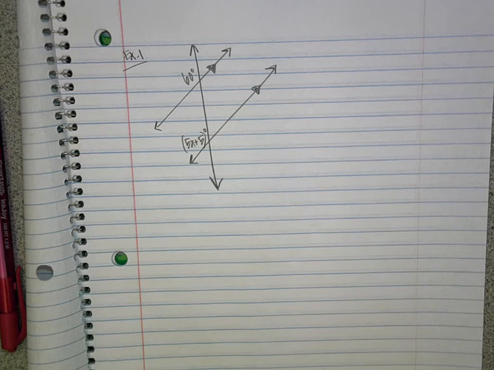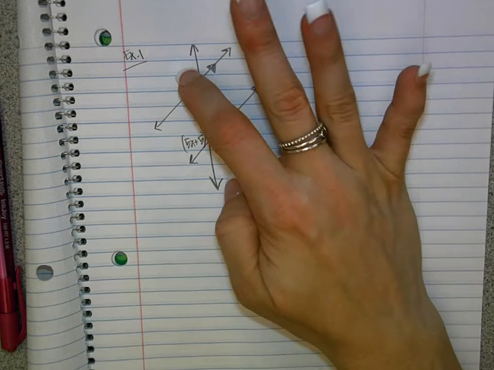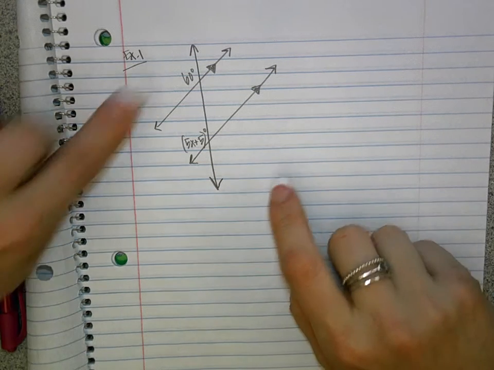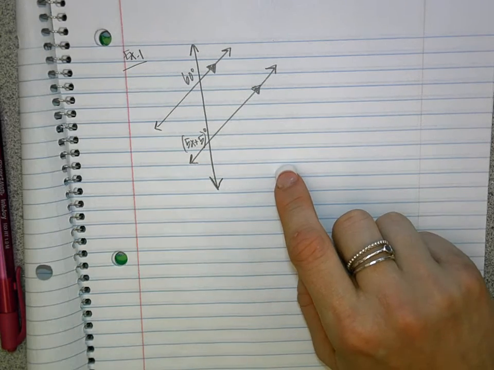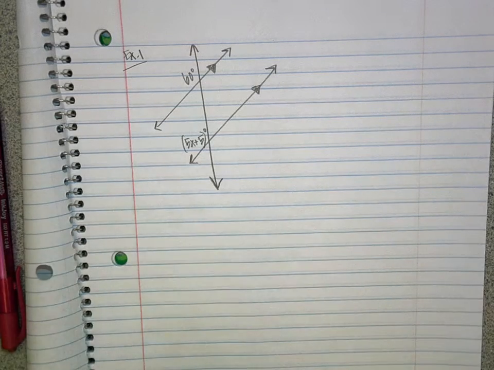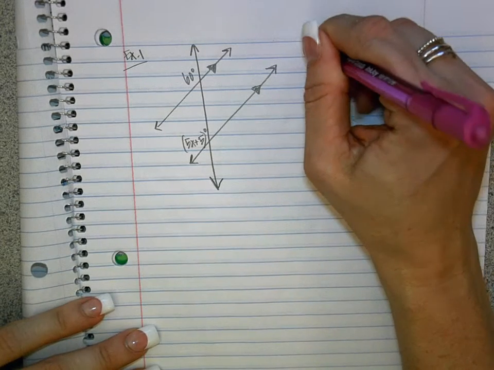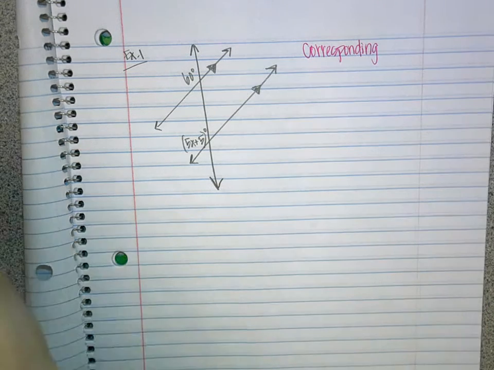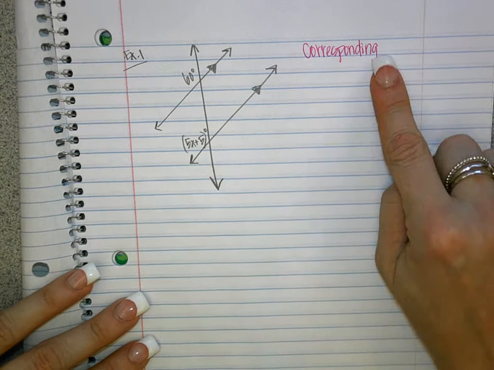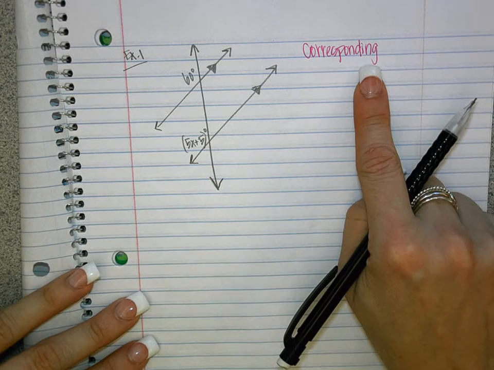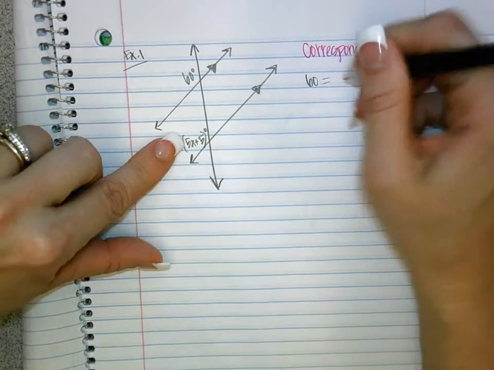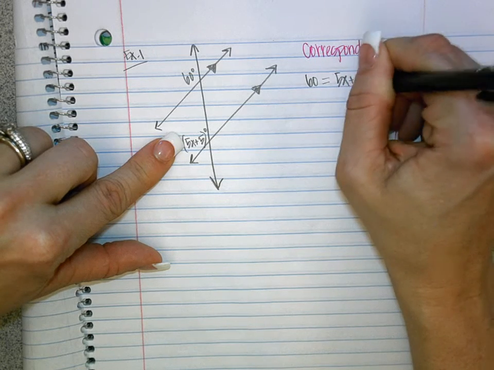Corresponding, okay? You know they're not vertical because they're not attached to each other just on the other side of the X. They're not same side interior because this is an interior. So kind of by default, these are corresponding. So if you have corresponding angles, now you don't have to label what type they are, but I would, especially in your notes. Corresponding angles, what did I tell you was the rule for solving these? Set them equal to each other. So we would set 60 degrees equal to 5x plus 5 degrees.